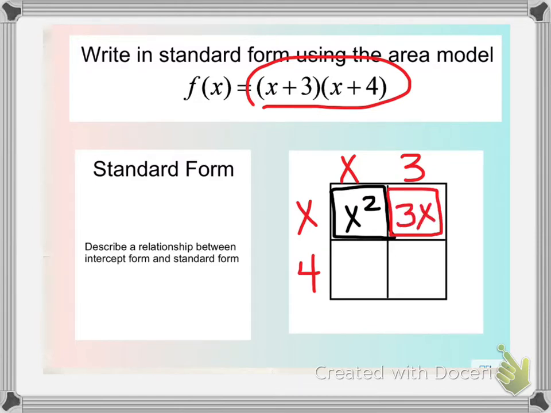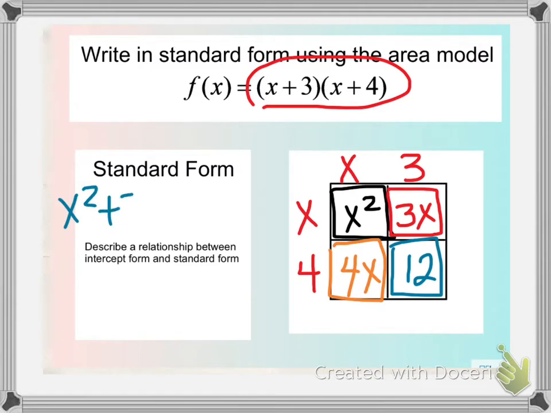To find the area of the third box, 4 times x is 4x. And to find the area of the final box, 4 times 3 is 12. And then you simplified it by adding all the terms. So I'm going to add x squared plus 3x plus 4x plus 12 to get the total area.